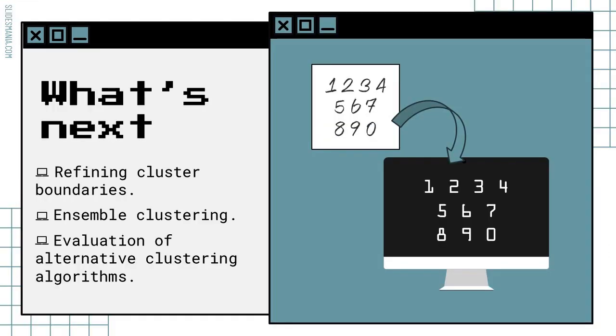What's next? The next steps on this project would be refining cluster boundaries. As results showed, there is some overlap in boundaries between clusters. To fix that, I'll apply post-processing techniques like fuzzy clustering, fuzzy c-means, or soft clustering to assign data points to multiple clusters with varying degrees of membership.